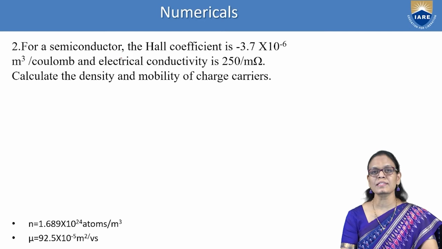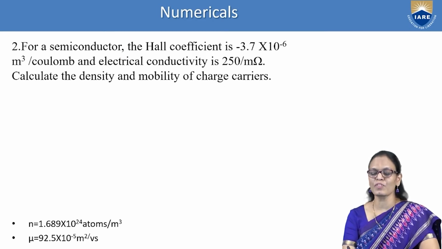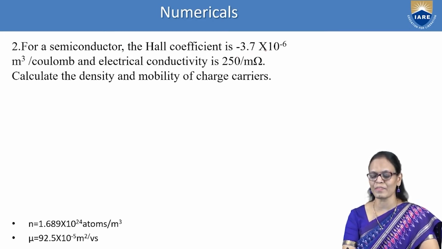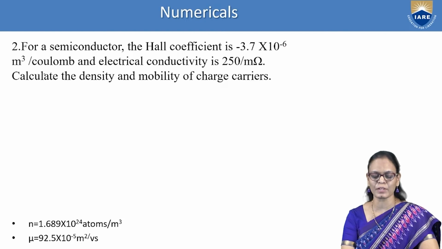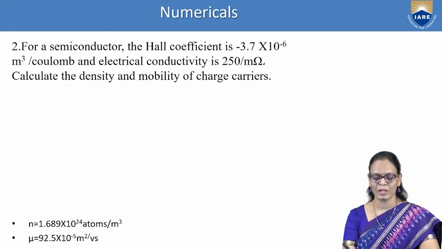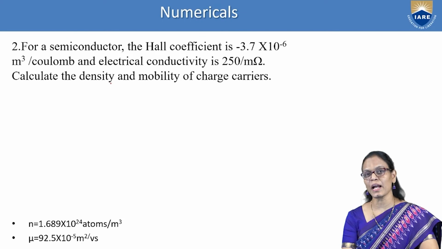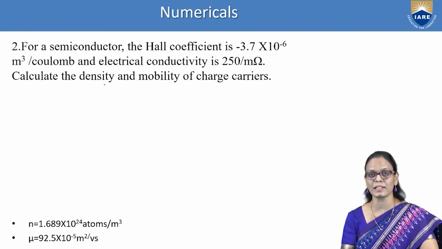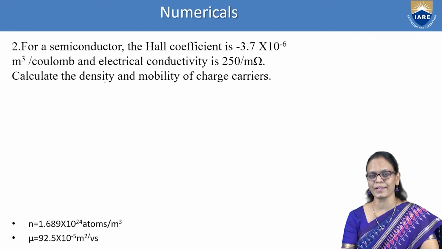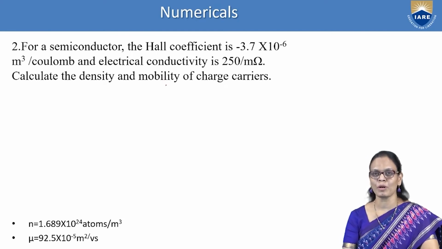Next one. For a semiconductor, the Hall coefficient is minus 3.7 into 10 power minus 6 meter cube per coulomb and the electrical conductivity is 250 per meter ohm. Calculate the density and the mobility of the charge carriers. We need to first calculate the density, that is the charge carrier density, and then the mobility.